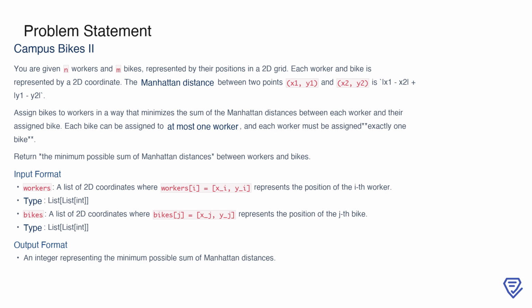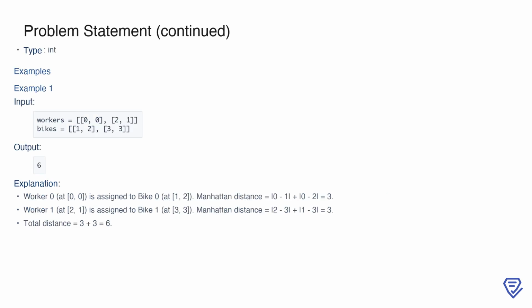To process this input, we are given two lists, workers and bikes, where each element in these lists represents the respective positions as 2D coordinates. The output is a single integer value representing the minimized sum of Manhattan distances after the optimal assignment of bikes to workers. Let's look at an example to understand this better.